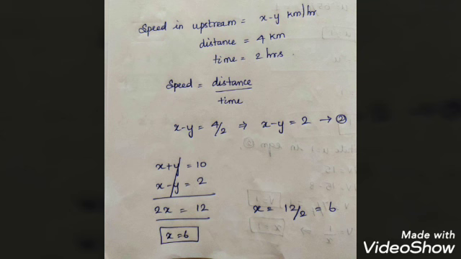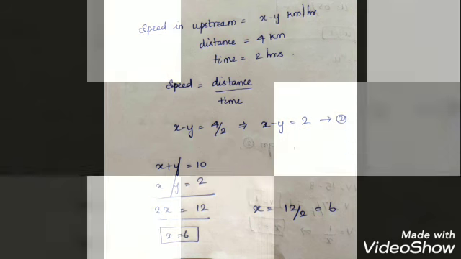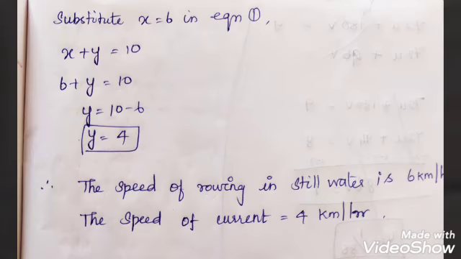The plus y and minus y get cancelled. So 2x is equal to 12. x is equal to 6. So we found the value of x as 6 here. Remember this: downstream means x plus y, we have to add the speed of the boat and the speed of the current. Upstream means we have to subtract.